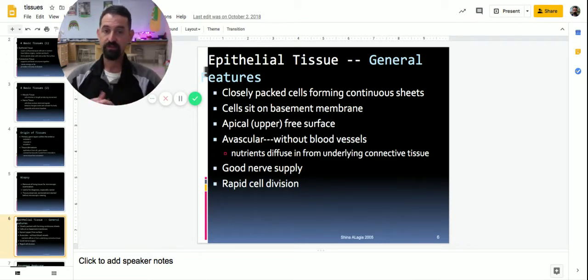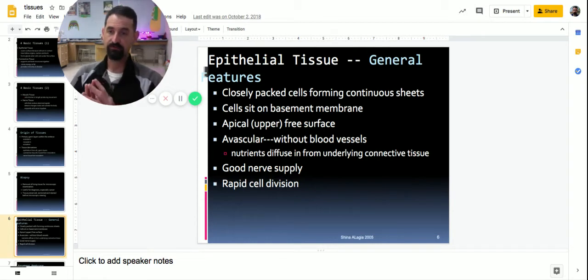Your epithelial tissues are avascular. They do not have blood vessels running through them. Your skin, your actual epithelial tissue on the outer part of your skin, has no blood vessels in it. Now it has it below it, and then the nutrients must diffuse up into that skin. You have good nerve supply in your epithelial tissues, allows you to feel.